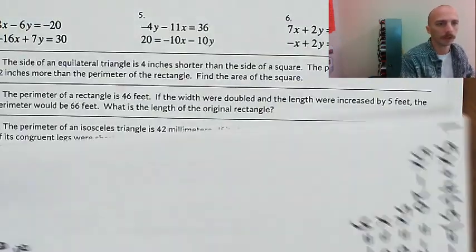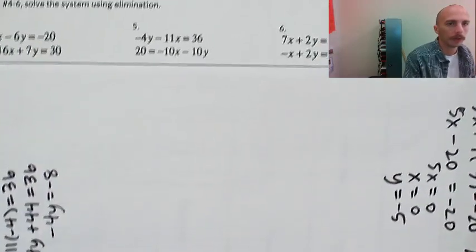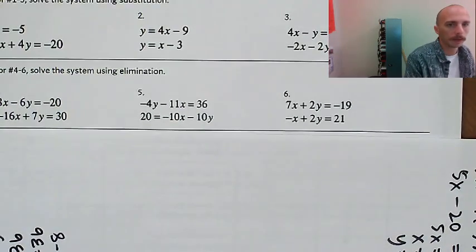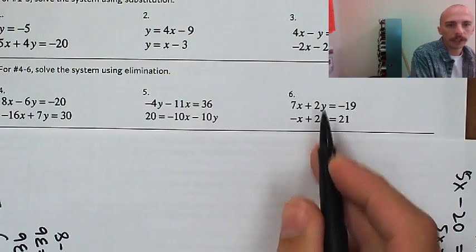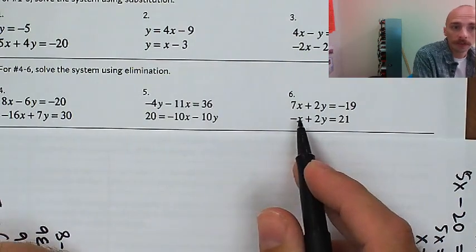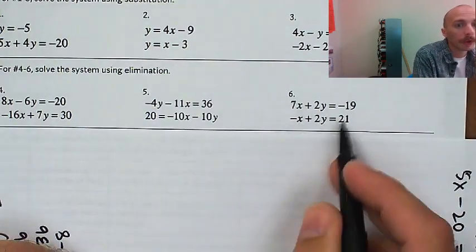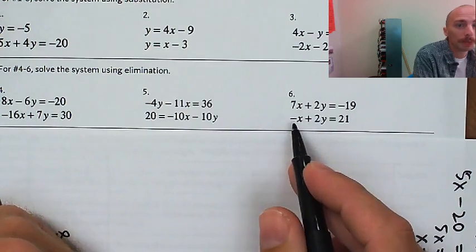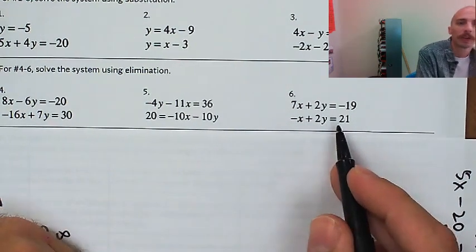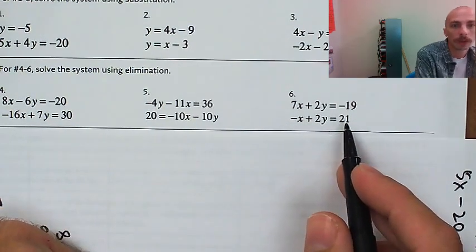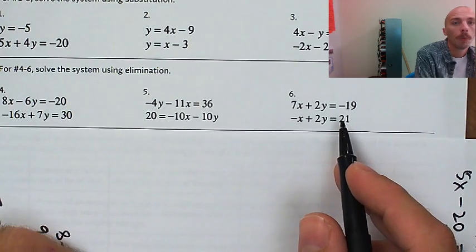Number 6, I have to just squeeze this in over here. Okay, I've got 2y here and 2y there. Okay, you've got 7x and negative x there. So if you wanted to scale this one up by a factor of 7, you could do that to eliminate x. I just don't think that's going to be the thing to do because, you know, if you multiply 21 by 7, we're going to have some really big numbers.